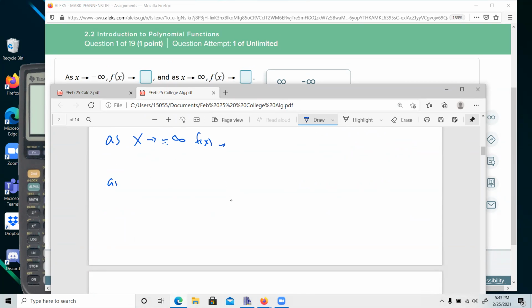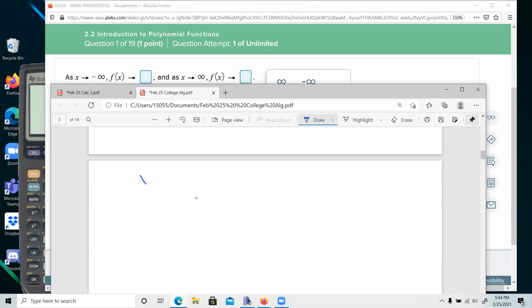Or say as x grows to positive infinity. I'd usually like to say this like x grows without bound, or x tends towards infinity. I try to be a little bit more poetic about it than just x approaches infinity, because that's kind of weird. Then we ask, what's the behavior of the function here? Okay, so let's do a couple of those. Let me give you a function first. We'll say f of x is equal to 3 minus x squared.